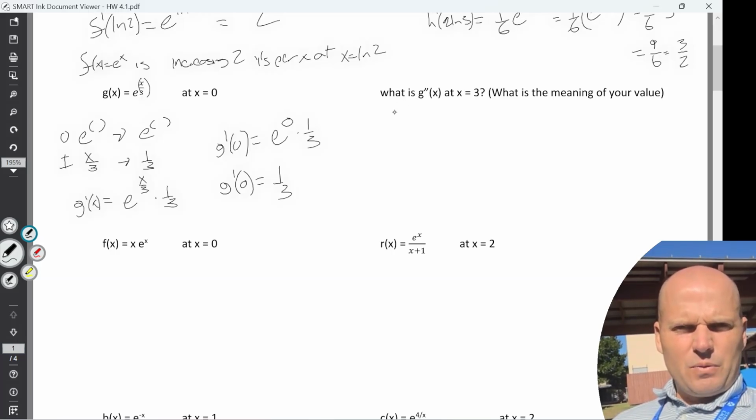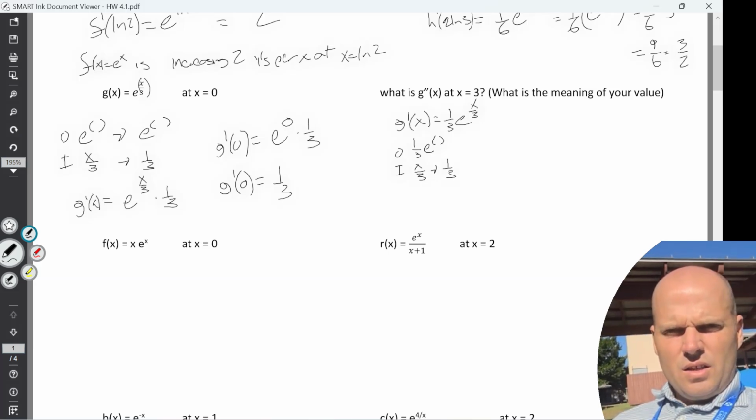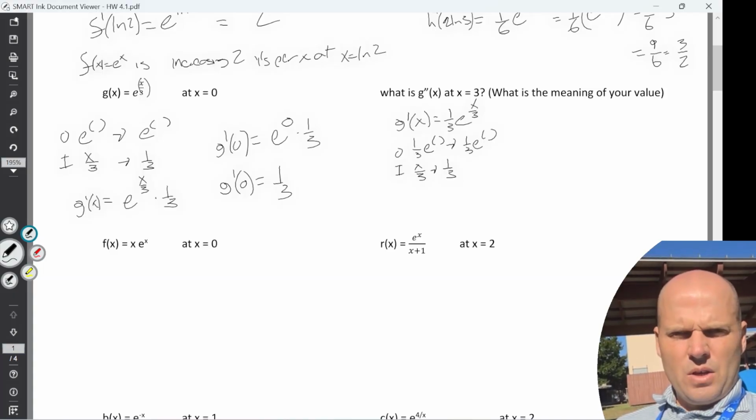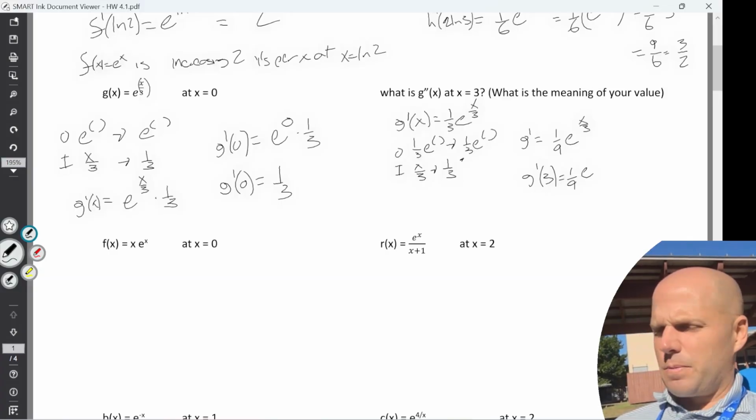What is g double prime? Well, if g prime is 1/3 e to the x over 3, that constant sticks around. You could consider it as part of the outside. Again, you have 1/3 e to the power. You have that 1/3 stick around. And then the slopes of that are the slopes of x over 3, which are just 1/3. When you multiply together, you get 1/9. You plug in 3, you get 1/9 e.